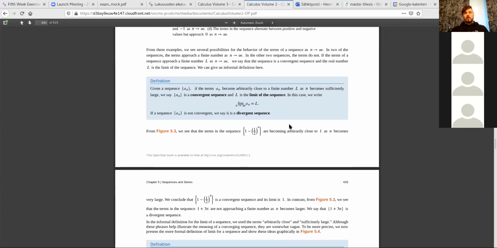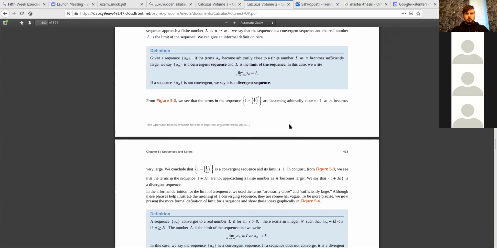The definition here, what is the definition? We say that we have a sequence a_n. Now this means that it's an infinite sequence of numbers. And we say that this sequence has a limit. It says that it's a convergent sequence and L is the limit, and we write this if it gets closer and closer to this finite number L.